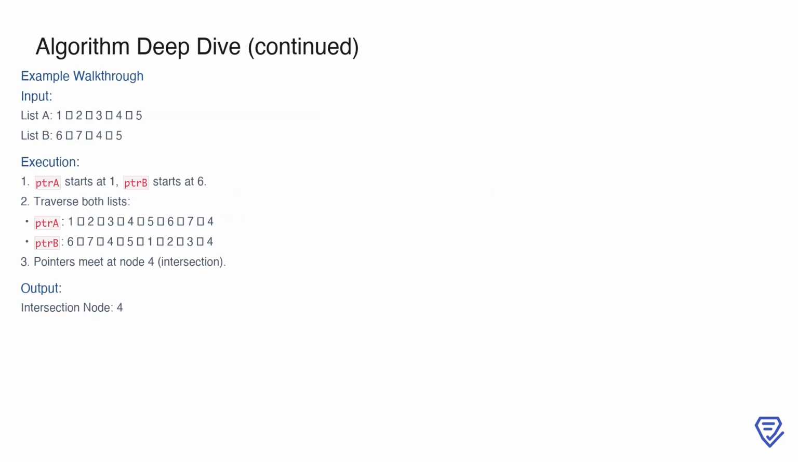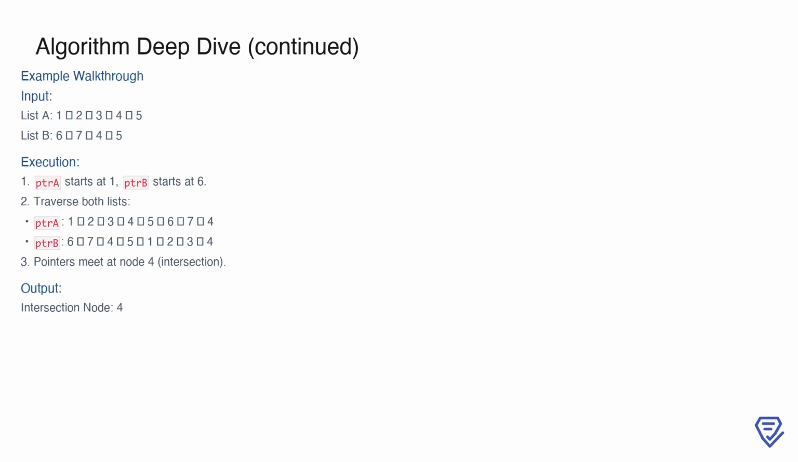Let's walk through an example to see how the two-pointer technique works. Consider two linked lists, list A is 1 2 3 4 5, and list B is 6 7 4 5. The intersection occurs at node 4. Initially, PTR-A starts at 1, and PTR-B starts at 6.